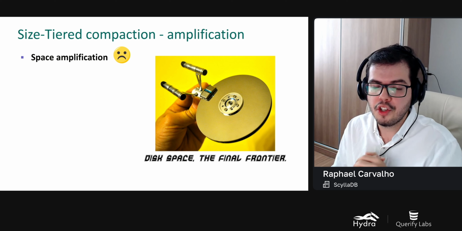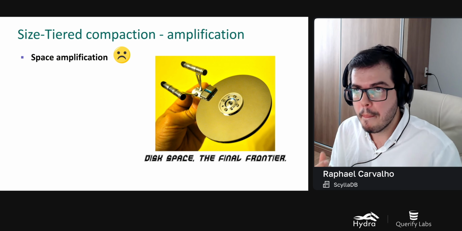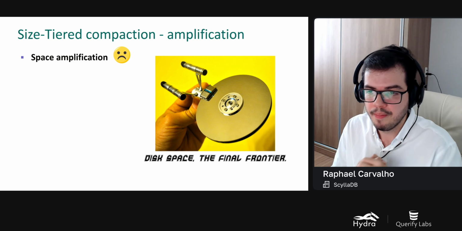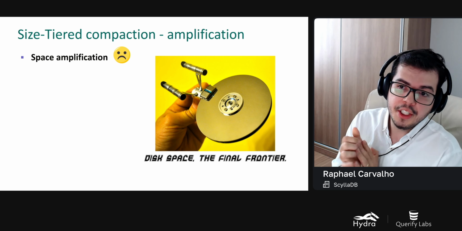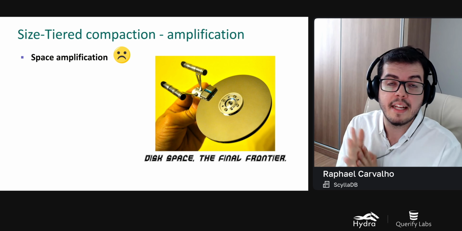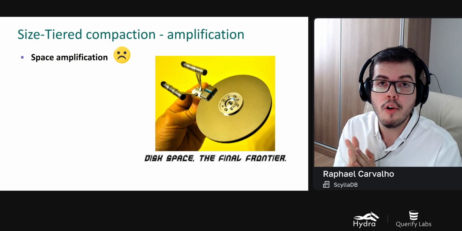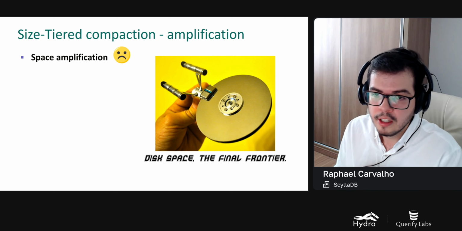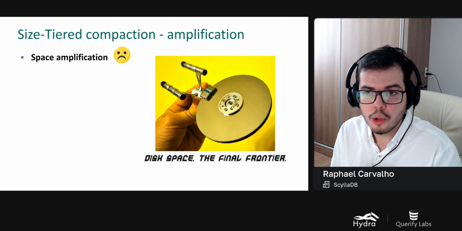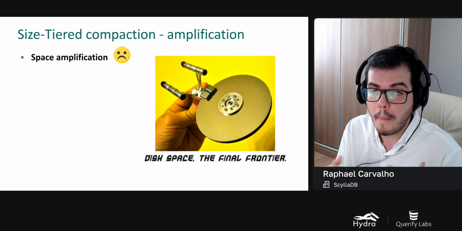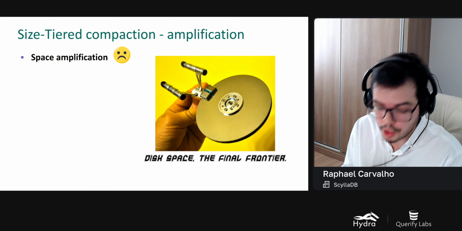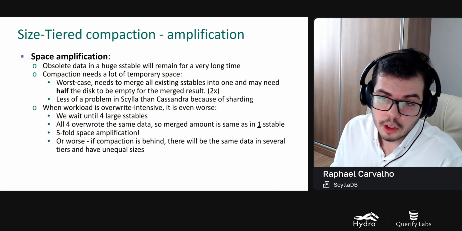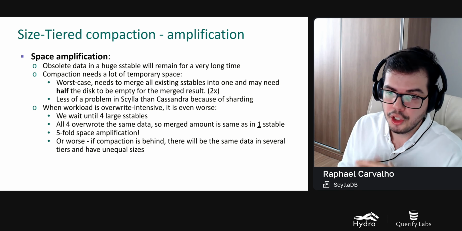And this weakness in the tiered policy is what made people introduce a leveled policy in Cassandra. There is a saying that storage space is often the primary bottleneck when using flash SSDs in particular workloads. So there is a need for a compaction policy which is going to reduce the space amplification. So that's the space amplification for tiered policy.